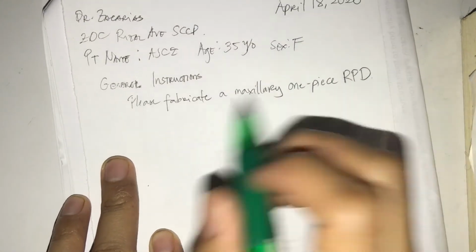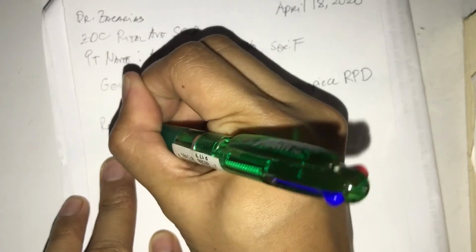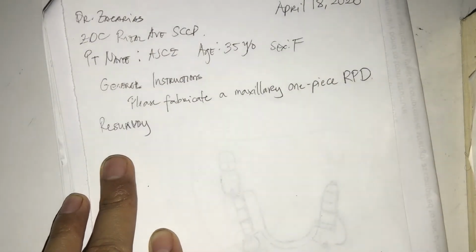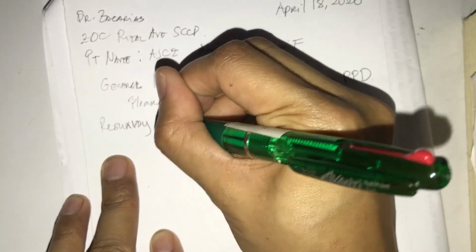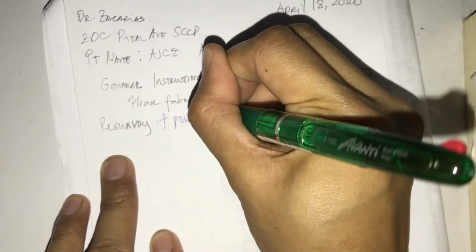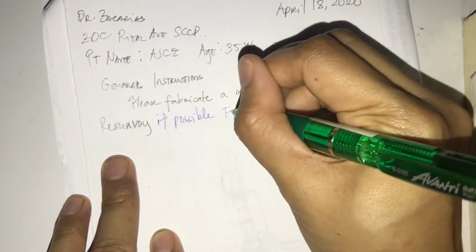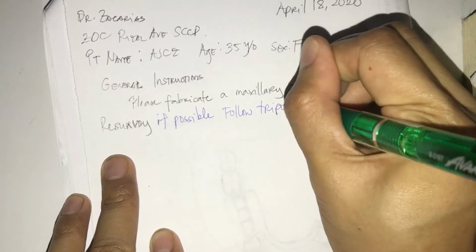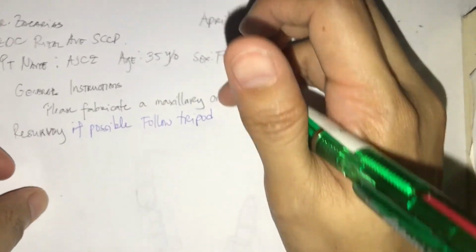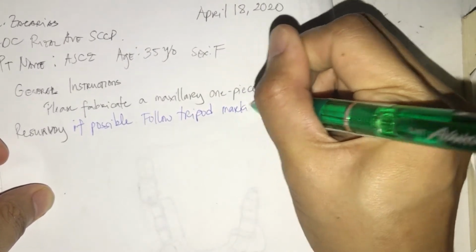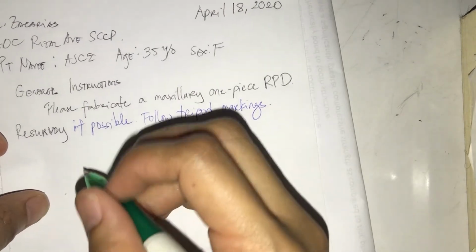And then, resurvey if possible, because of course, we're going to give a survey. That's why I'm writing in blue pen. Okay, let's go back to blue pen. Resurvey if possible. Follow tripod markings. And then, please follow specific instructions.